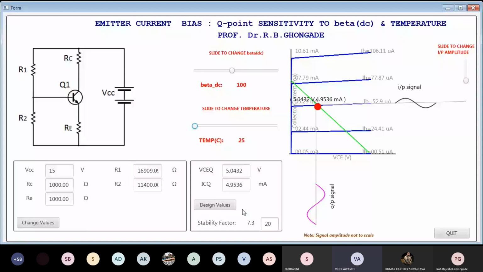No, sir. So are you convinced that the emitter current bias is the best one?